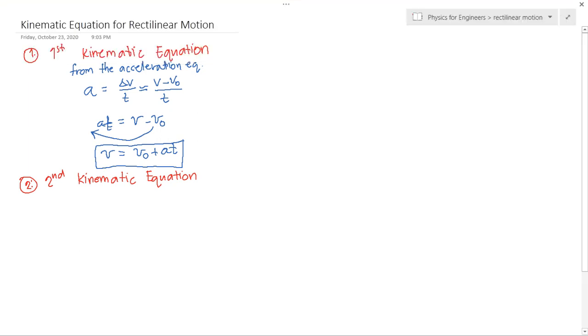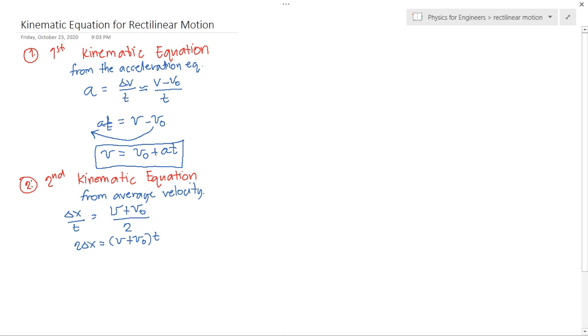So for the second kinematic equation, we all know that from the average velocity equation, we have delta x all over t is equal to the final velocity plus initial velocity all over 2. Then take cross multiplication, so 2 delta x is equals to v final plus v initial times the time.